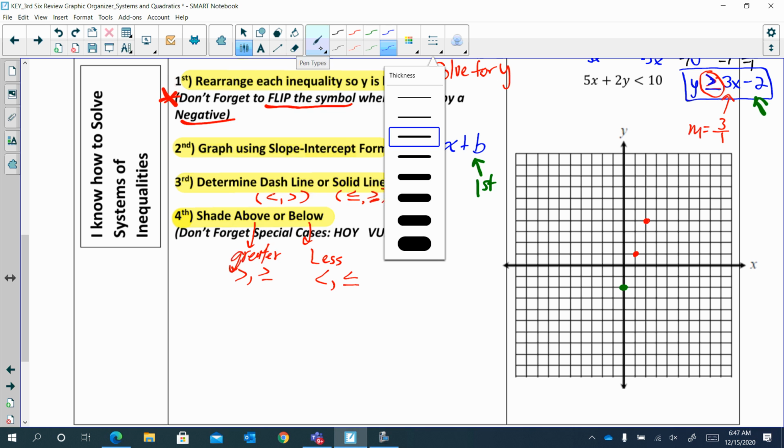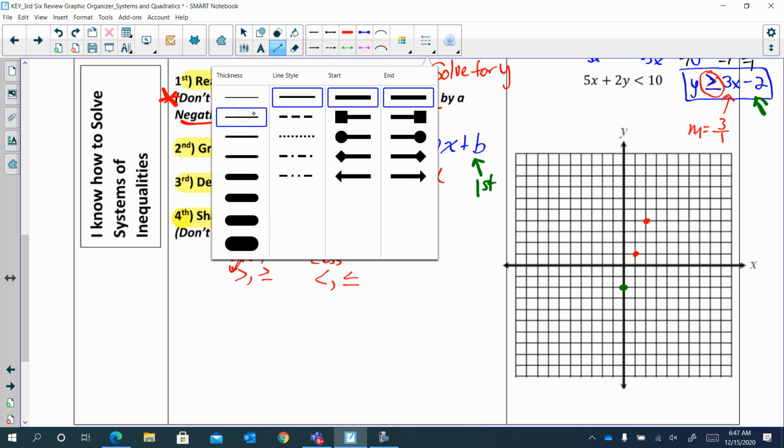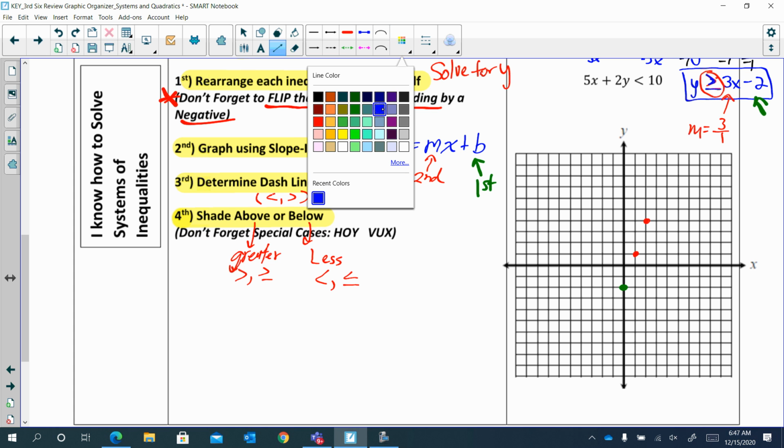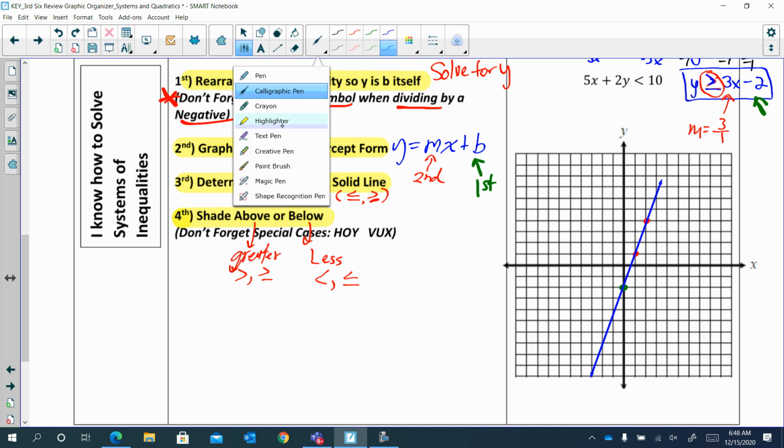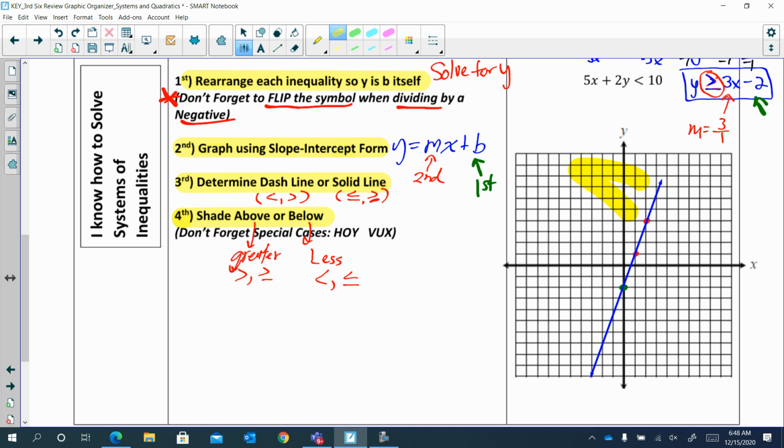I'm going to use the line tool here and make sure I'm using the right line. There we go, and it's blue. Let me extend this to make it a little better. Then we have to decide if we're shading above or below. Since our symbol says greater than, we're going to shade above the line, in blue too, so that's over here, to the left.